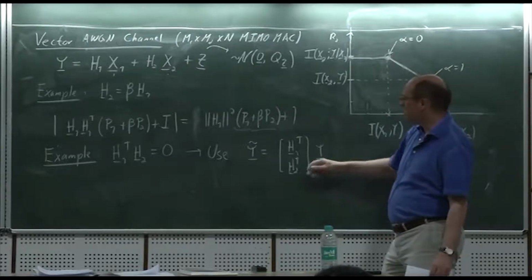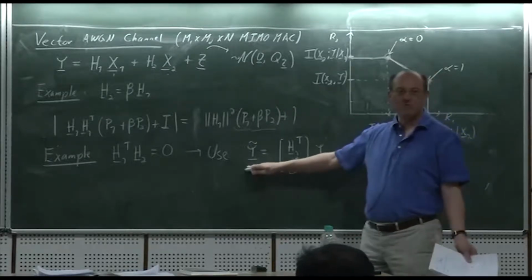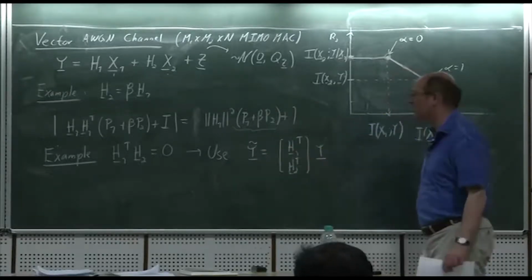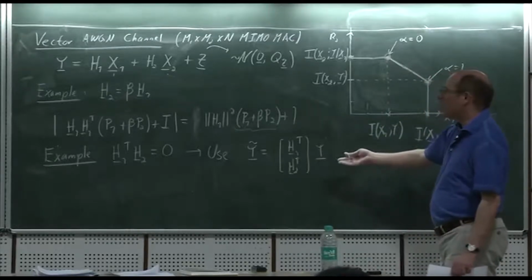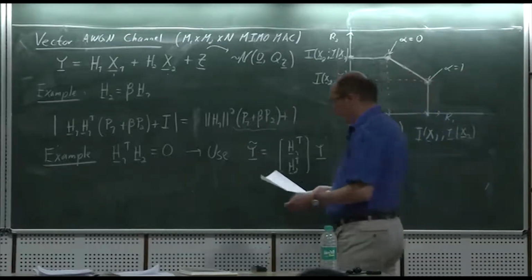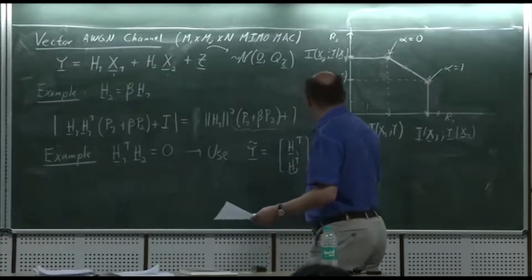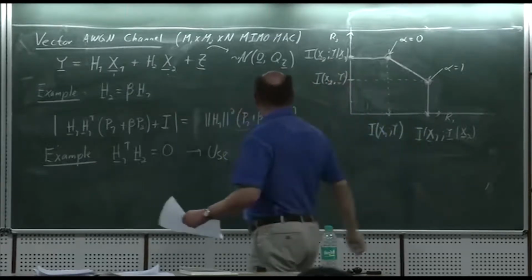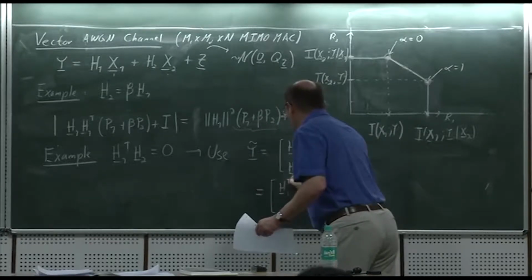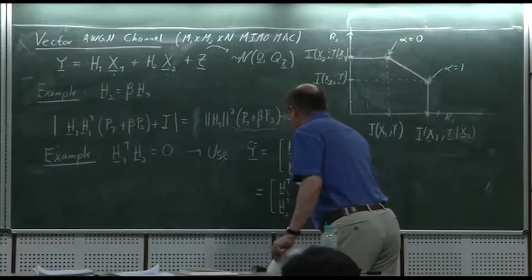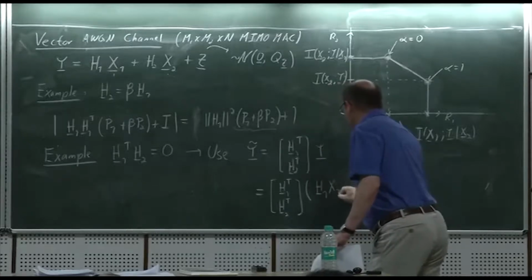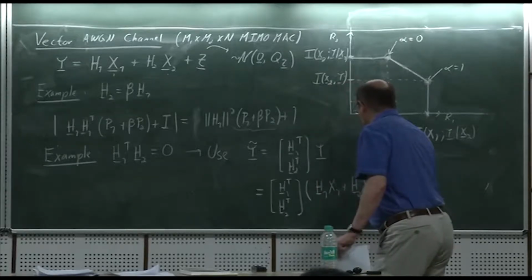So the mutual information between x1, x2, and y is the same as the mutual information between x1, x2, and y tilde, because I can always invert it, right? So I don't lose any information there. So now I can look at the covariance matrix of this. So if I just plug that in, so I'm going to plug in y now, right? So this here is just going to be H1 transpose H2 transpose times H1 x1 plus H2 x2 plus z.